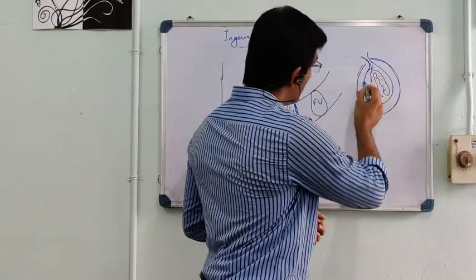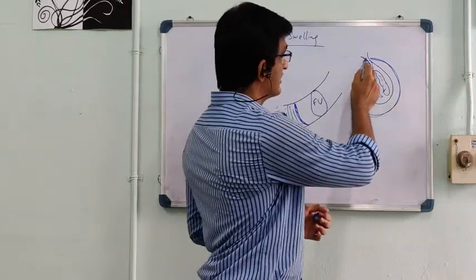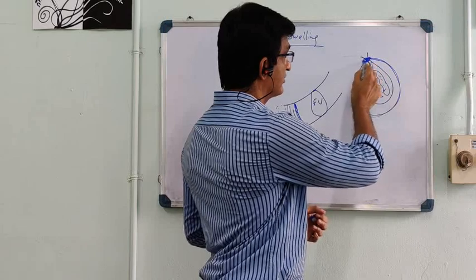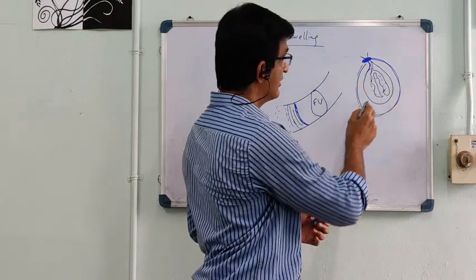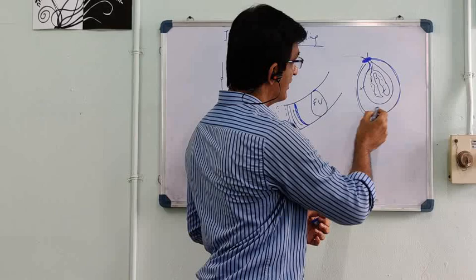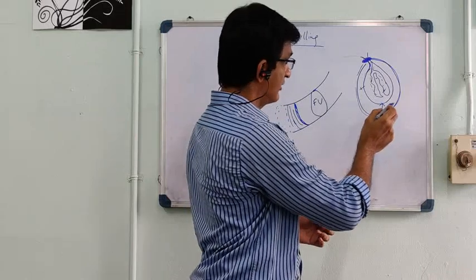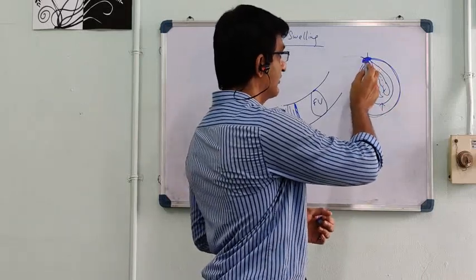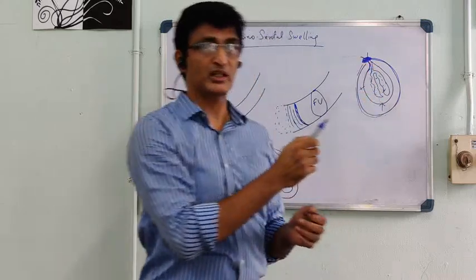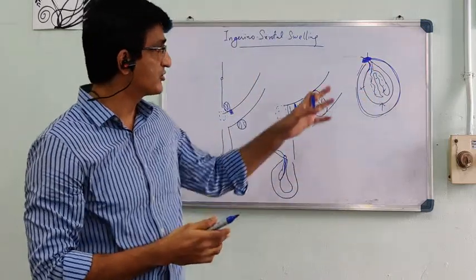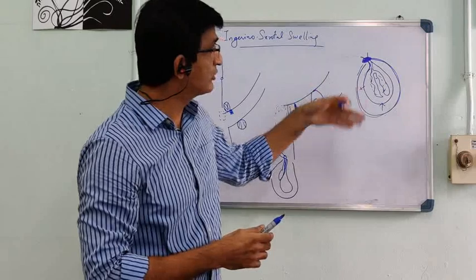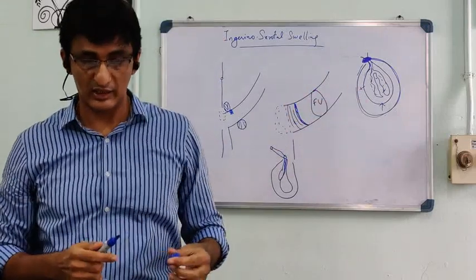The sac again is divided into certain parts. That is the neck, the most important part, the opening into the peritoneal cavity, the body of the sac, and the fundus of the sac. Okay. So the most important part is the neck, that's the opening through which the contents are protruding out. That's the most important part. Okay. So these are the various parts of a hernia.